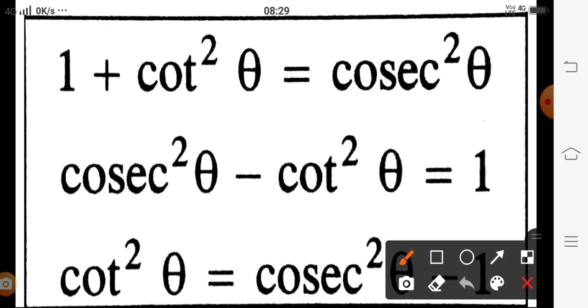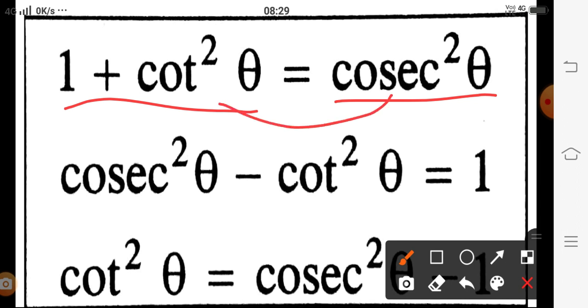Moving ahead in this series, the third identity you are getting is the basic identity. We have only 3 identities in class 10th. 1 plus cot square theta is equal to cosec square theta. And if you take cot to the other side, then we get cosec square theta minus cot square theta is equal to 1. And if you have to find the value of cot, then cot square theta is written as cosec square theta minus 1.